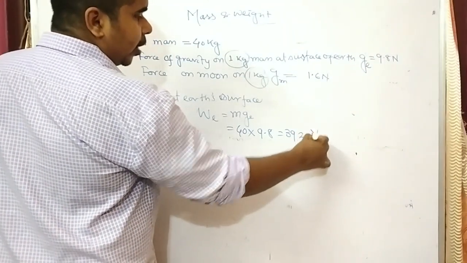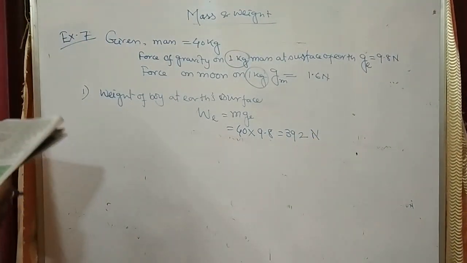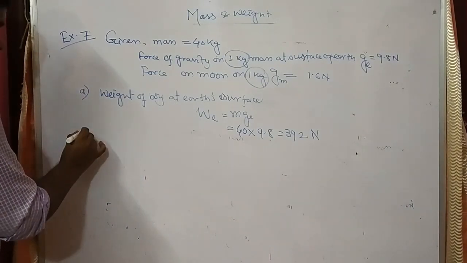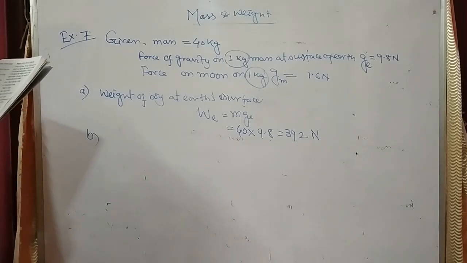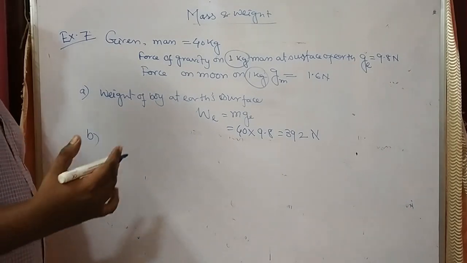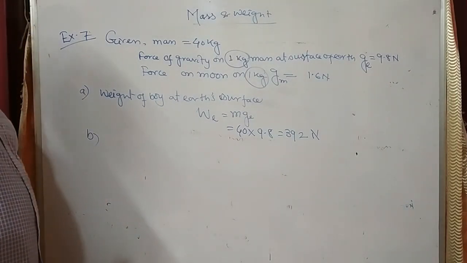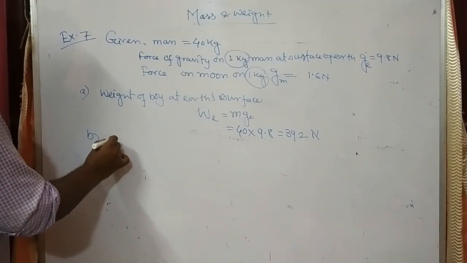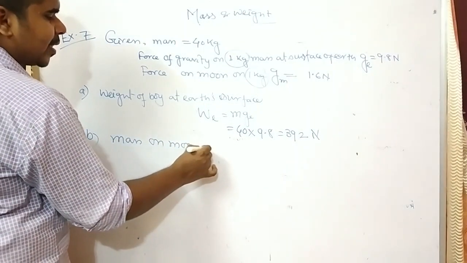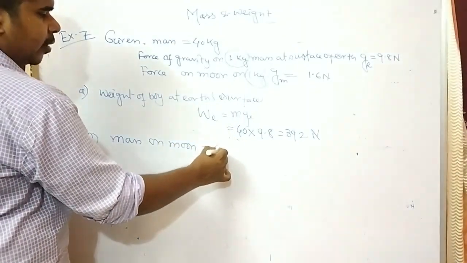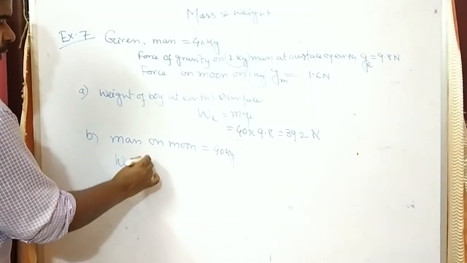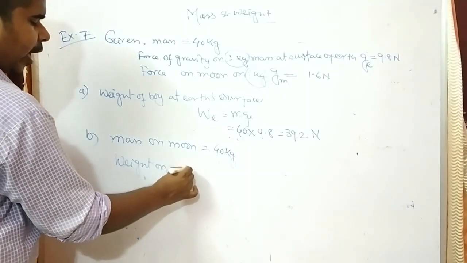392 Newton, that much of weight at the surface of Earth. Next question is, at the surface of moon, what is the mass and weight of the boy? See, we all know that mass of a body cannot be changed if you take it to another place. So mass on moon should remain the same. What is it on the surface of Earth? That is 40 kg.